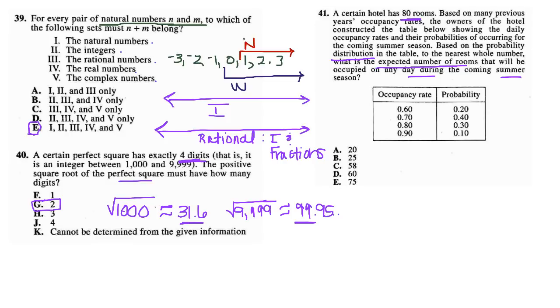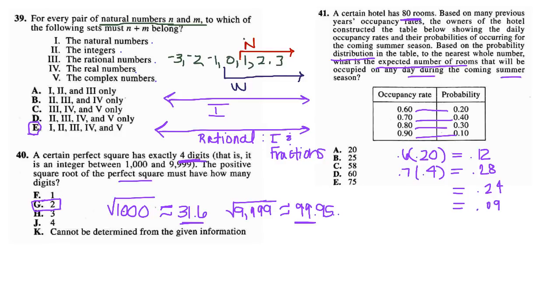And in order to do that, you need to multiply these values. So you need to multiply 0.6 times 0.20, and that's going to generate 0.12. And then you need to multiply 0.7 times 0.4, and that's going to generate 0.28. And again, I'm just multiplying these that are across from each other. So the next value would be 0.8 times 0.3, so that's going to be 0.24. And 0.9 times 0.10, that's going to give me 0.09.